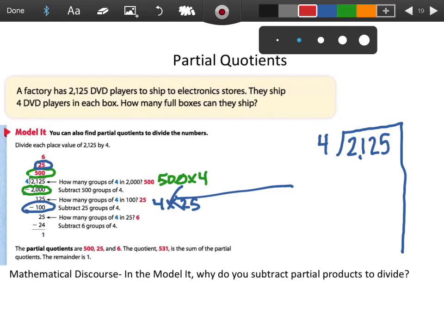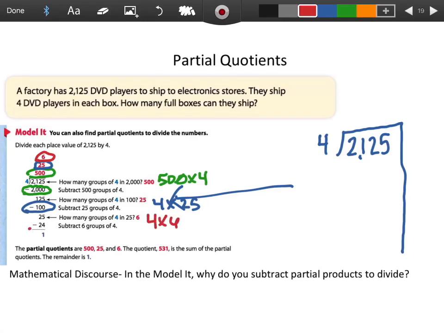I was able to pack 6 more full boxes. So 4 times 6 is 24. I'm going to take that out, and that leaves me with 1 DVD player left over. And then all these little numbers on top are my partial quotients, and all I've got to do is add them up. So 500 plus 25 plus 6, once again.